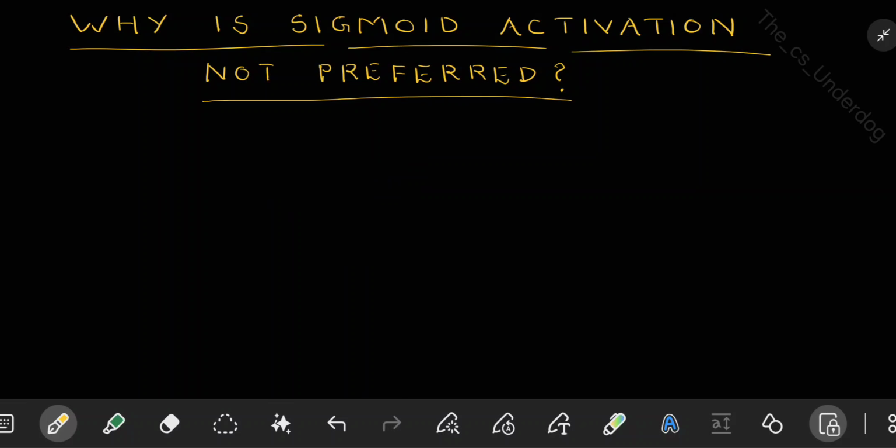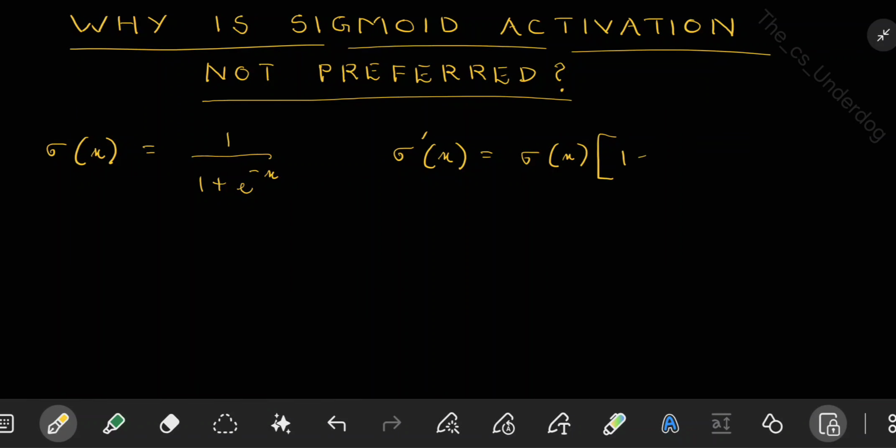First, from what we learned in the last lecture, what is the formula for sigmoid? Sigmoid of x can be found as 1 by 1 plus e raised to minus x. This is the formula for sigmoid. And what did we learn about the derivative? We learned that the derivative sigma dash of x can be expressed in terms of sigmoid itself. That is sigmoid of x into 1 minus sigmoid of x. This is how you can express the derivative of sigmoid.